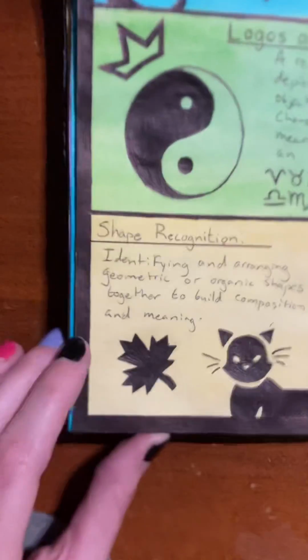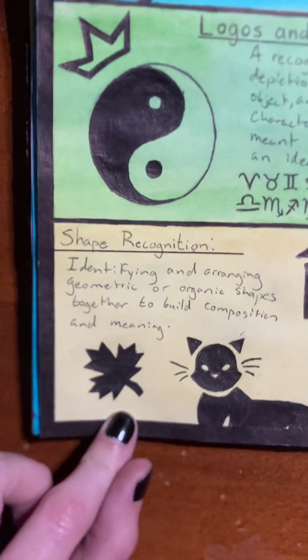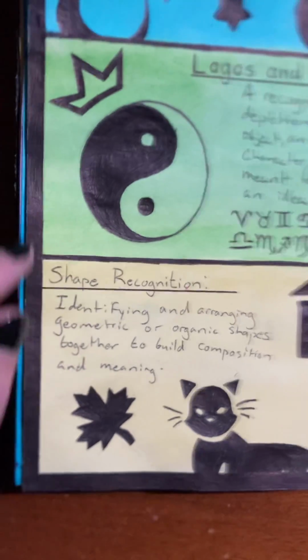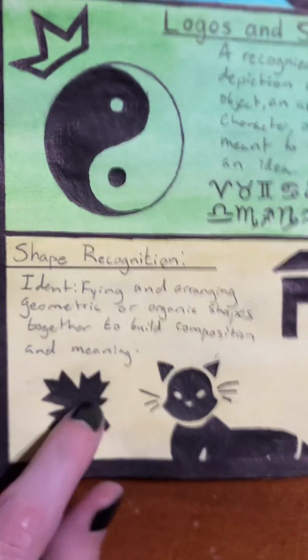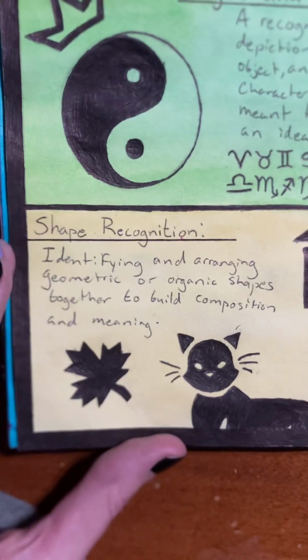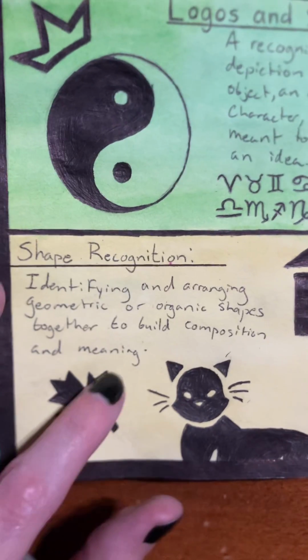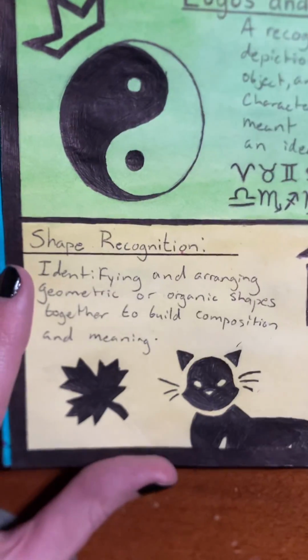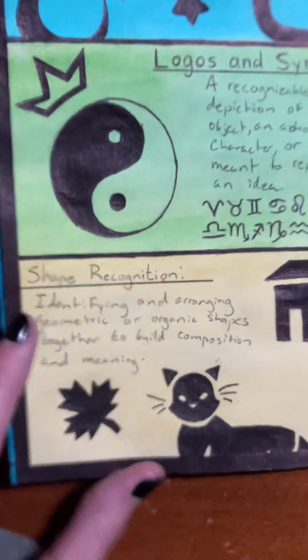a cat. And then I added this maple leaf. It's kind of made up of the same shape that a crown would, but because of the way that it's composed, our brain doesn't have that immediate royalty nobility connection. It looks like a leaf. So that's the way that composition can affect the way that your brain recognizes shape.